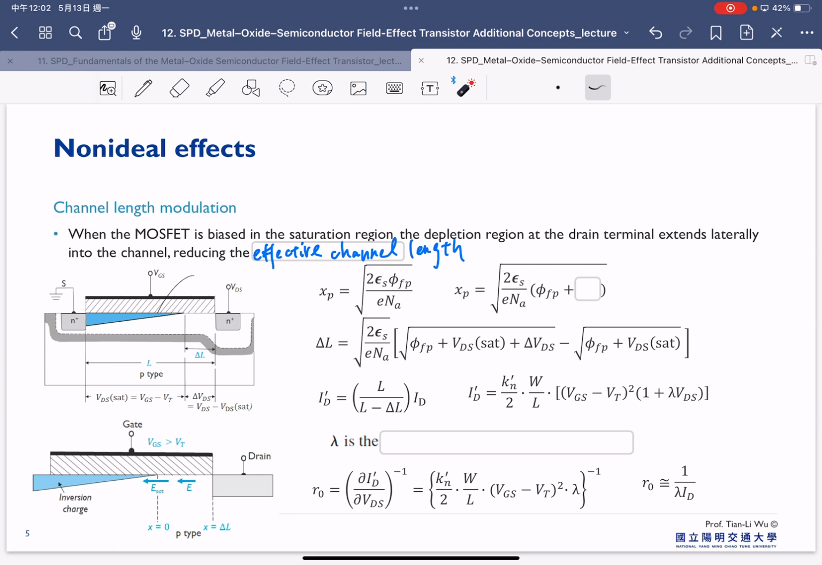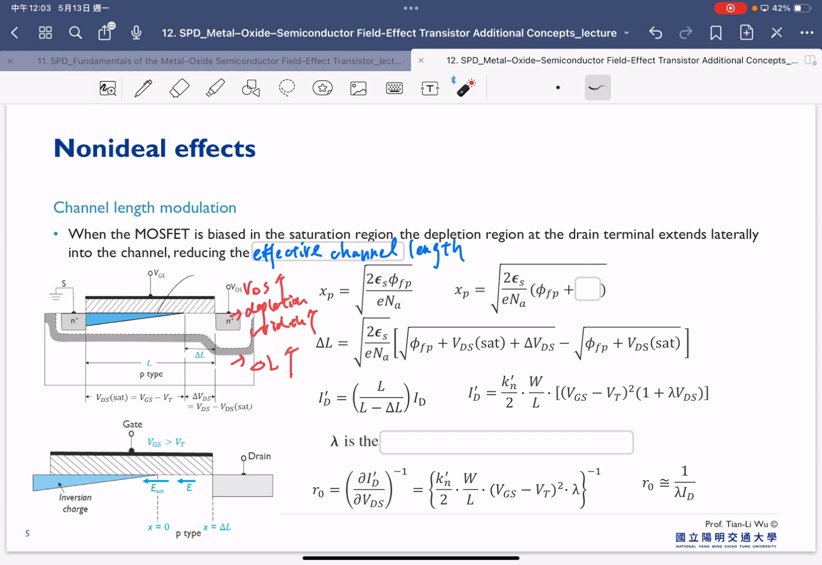As we already saw in this kind of graph previously, once we increase the VDS, the channel here starts to move towards the source side, and therefore this delta L is increased. That means your effective channel length is now getting smaller. So this happens when VDS increases. If your VDS increases, the depletion width increases, and therefore your delta L increases, and then your overall effective channel length is decreased.